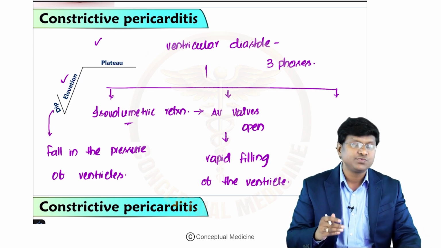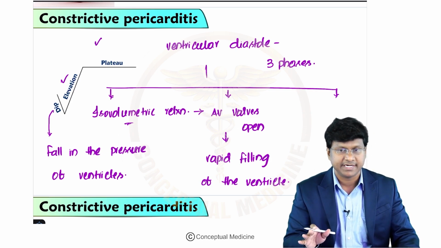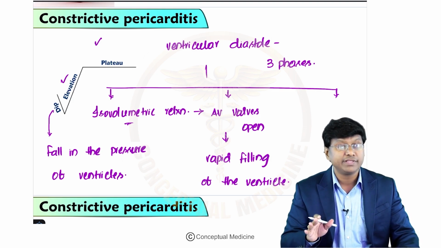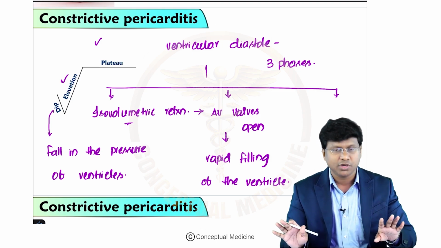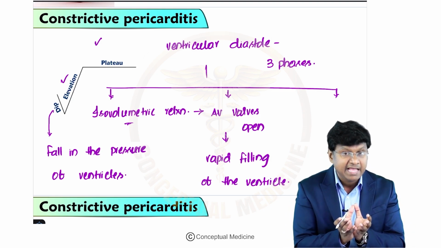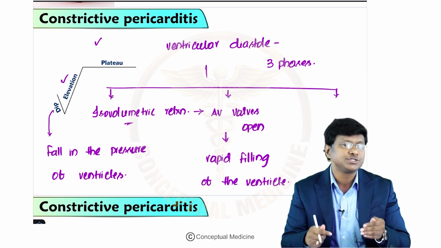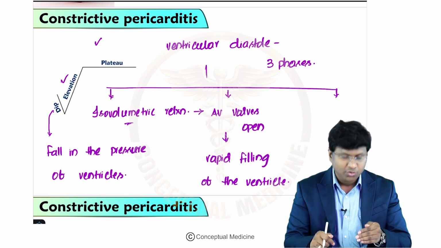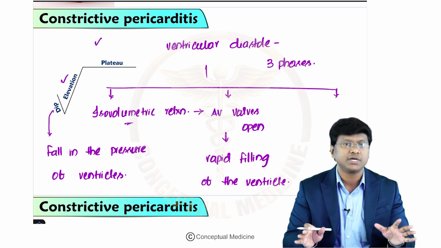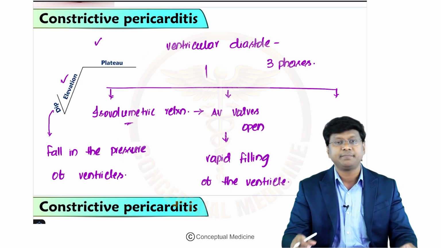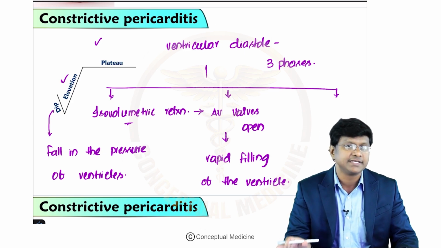And this phase of rapid filling is unrestrained in constrictive pericarditis. So there is a more than normal increase in the diastolic pressure. After the rapid filling, the ventricle will have a limitation of relaxation. Further relaxation of the ventricle does not occur because of this thickened pericardium.